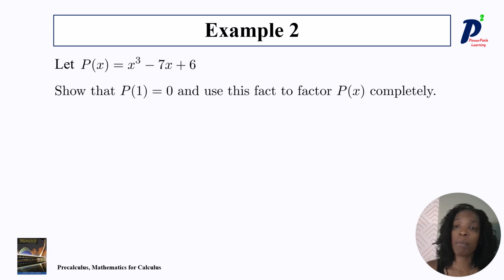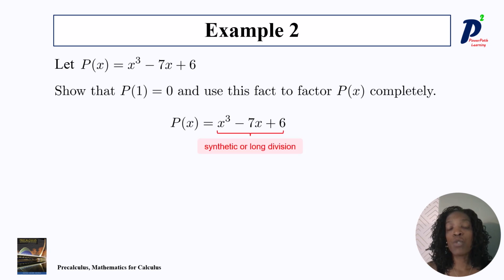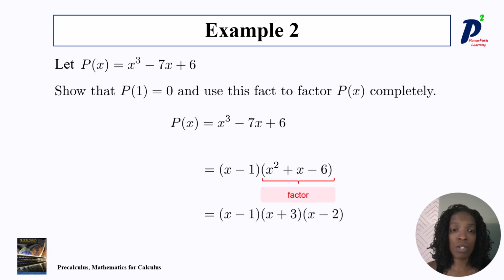So now we can use the information that we just learned to completely factor p of x. Think about it. We started off with p of x, which was x cubed minus 7x plus 6. Then we did synthetic or long division to factor that into x minus 1 times x squared plus x minus 6. Now we can just use plain old factoring to split x squared plus x minus 6 into x plus 3 times x minus 2.